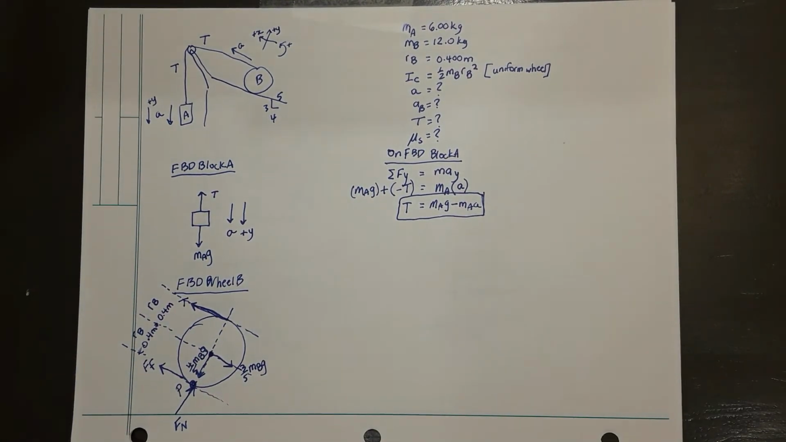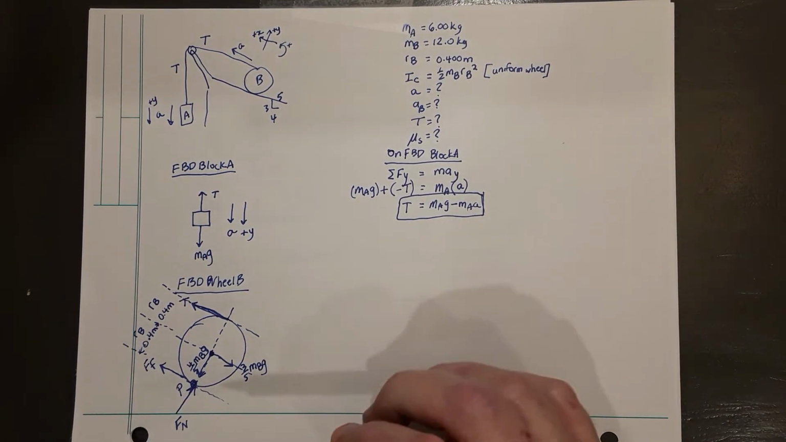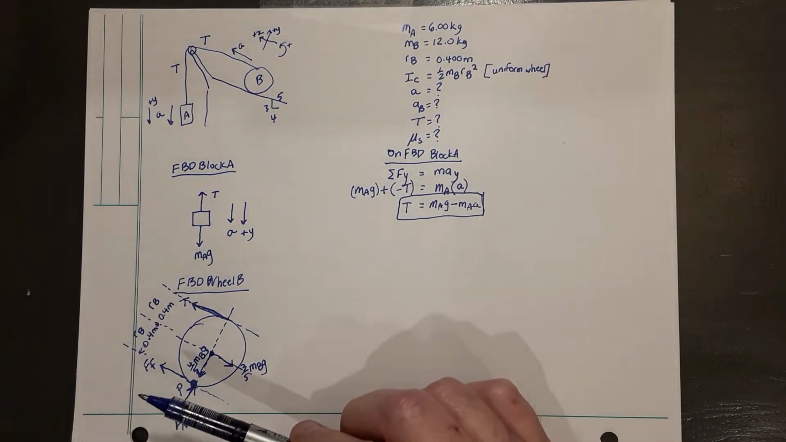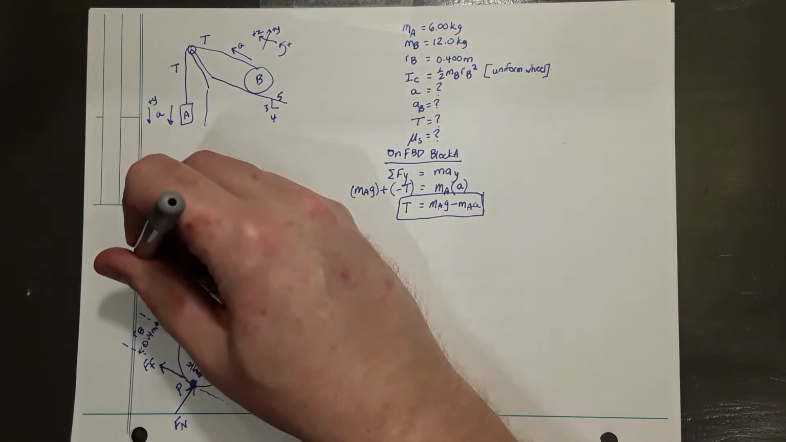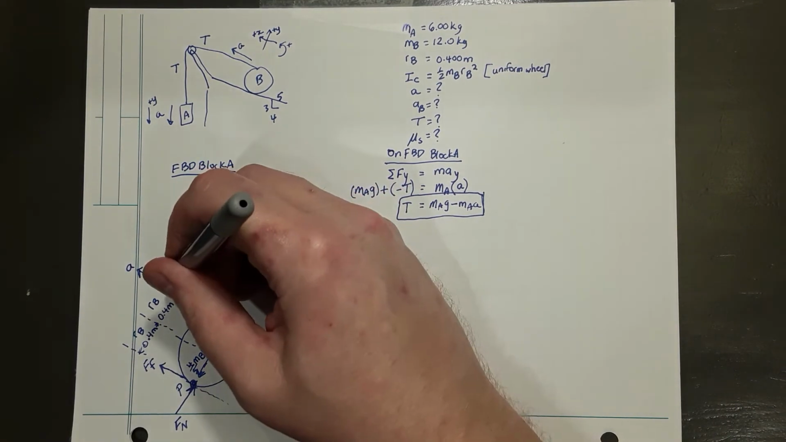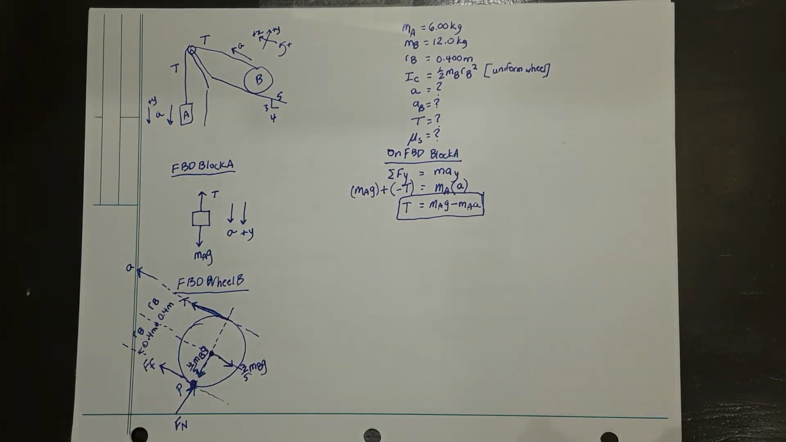In order to analyze the free body diagram of wheel B, we have some options. We can do net force in the x direction, but remember the acceleration of the object here is exerted or is determined at the cable connection point.